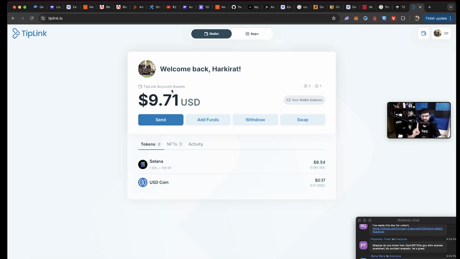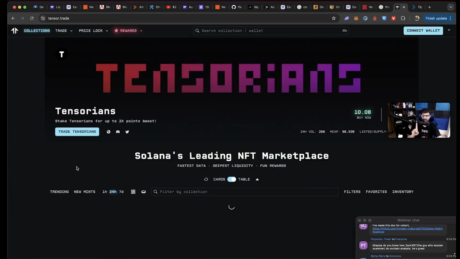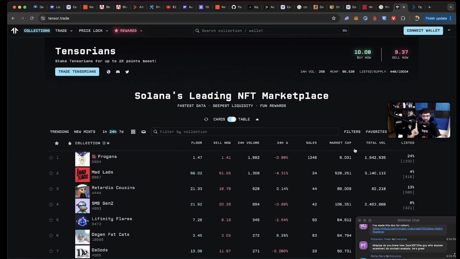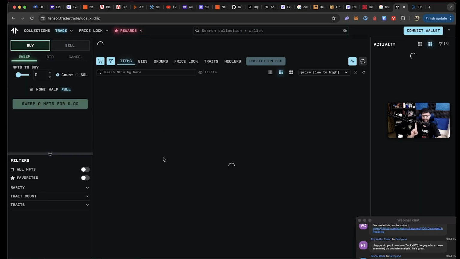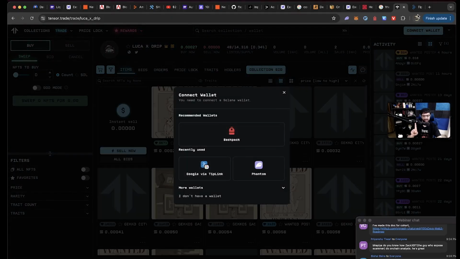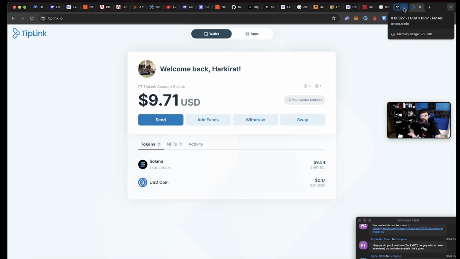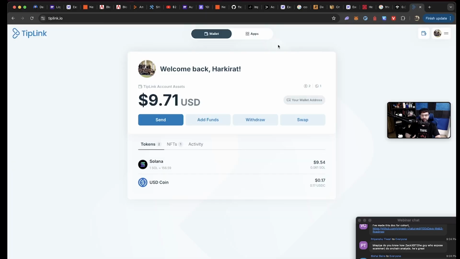Yet, this $9.7 that I have in my tip link account, I can go to Tensorians or your Tensor.trade. Let's find a cheap NFT over here. Let's say this cheap NFT. And when I'm connecting my wallet, I can literally connect this website. Traditionally, this did not happen. Most dApps, if you ever wanted to use a dApp, you would have needed to have a wallet. Now you can use a web-based wallet.